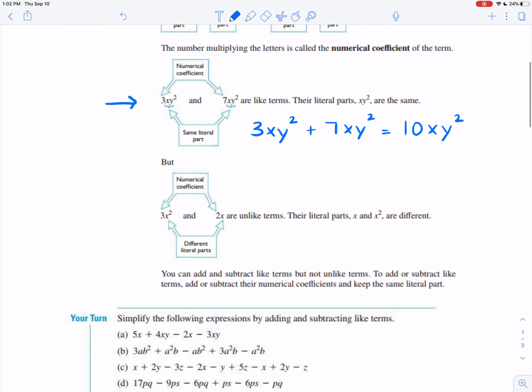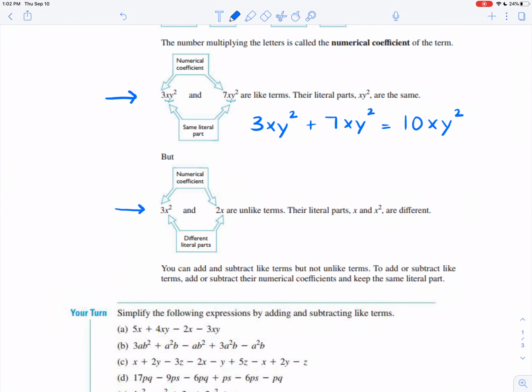Now, if you compare that to this example right here, you have 3x squared and 2x, right? So you look at their literal parts. Yes, they have the same variable, they both have x, but their literal parts are not exactly the same. X squared is not the same thing as x. And so because of that, we cannot combine those two together. That means if we were looking at an expression with 3x squared plus 2x, we could not simplify that at all. They would have to stay as two separate terms.